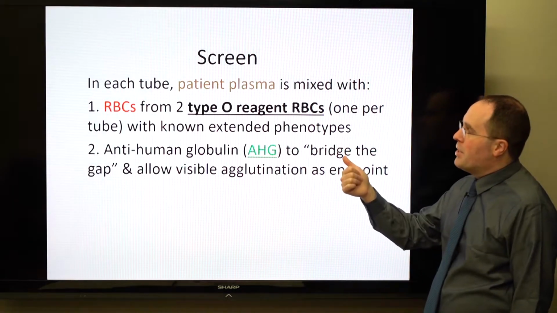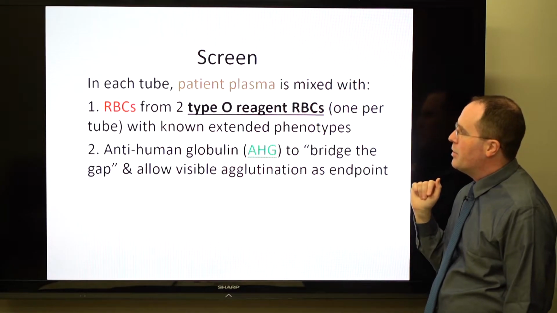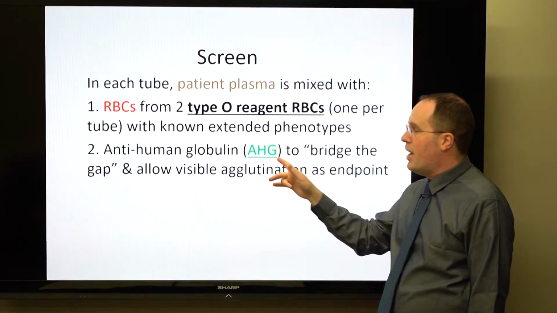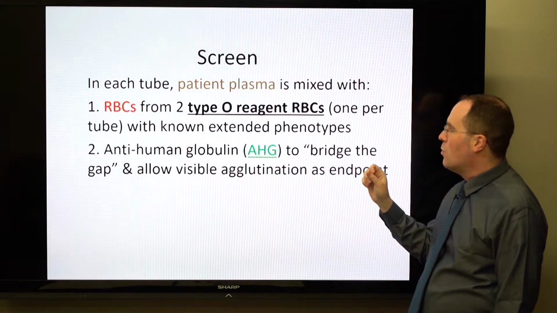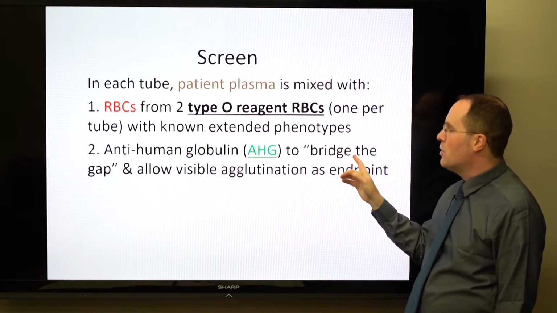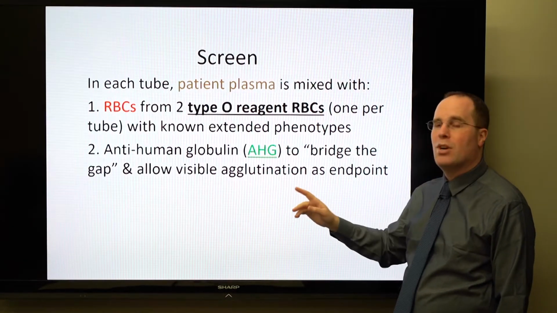So we mix patient plasma along with reagent red cells, type O reagent red cells with known extended phenotypes, and then we also add AHG, anti-human globulin. And I'll show you a picture of why we do this. We do this in order to bridge the gap, right? We want the endpoint to be visible agglutination.